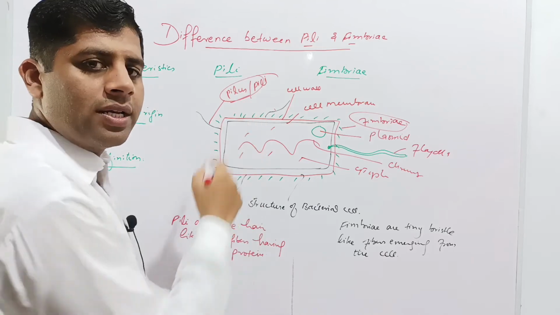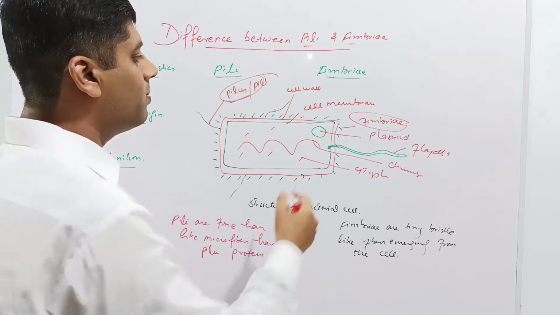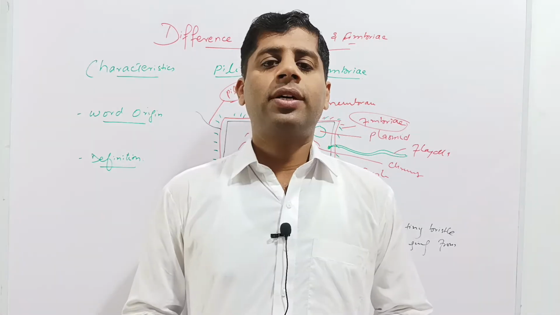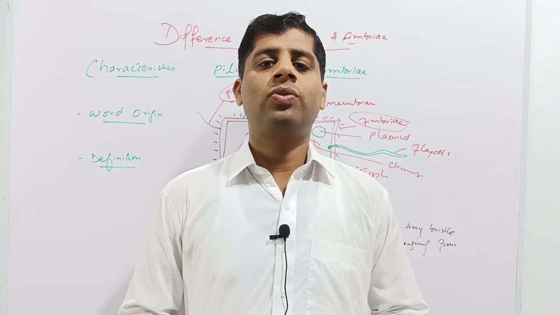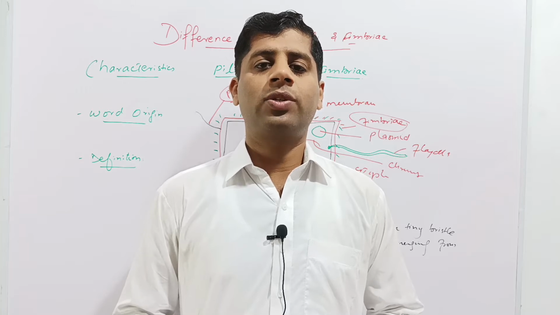The pili or pilus are long hair-like projections from the bacterial cell, while the fimbriae are small projections or extensions from the bacterial cell. The pilus or pili in the bacterial cell is used for the conjugation of the bacteria or sexual reproduction. While fimbriae are used for attachment of the bacterial cell with the host cells. So the fimbriae are used for attachment purpose, while pili are used for sexual reproduction.